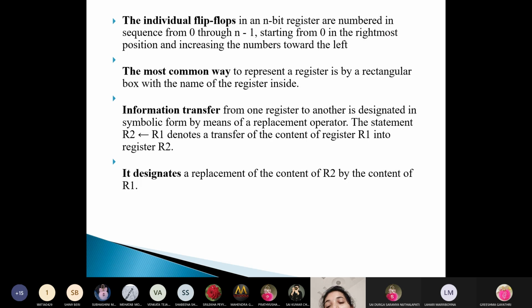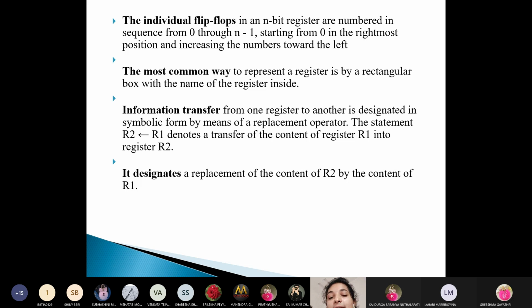So why are we using register transfer? The information transfer from one register to another register can be represented in symbolic form by means of a replacement operator. So this arrow mark is nothing but an operator, known as register transfer. The statement R2 ← R1 denotes a transfer of the content of register R1 into register R2. The content of R1 cannot be changed after transfer.